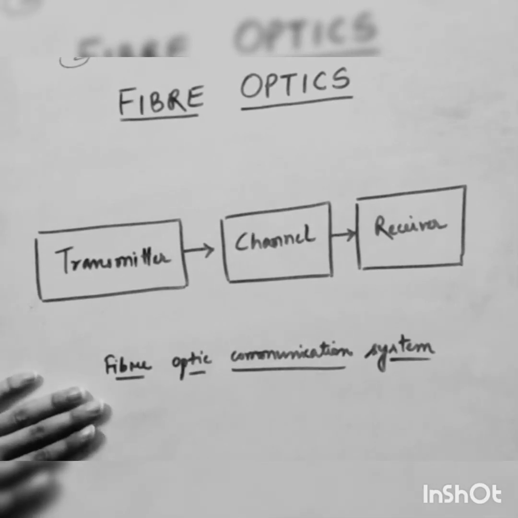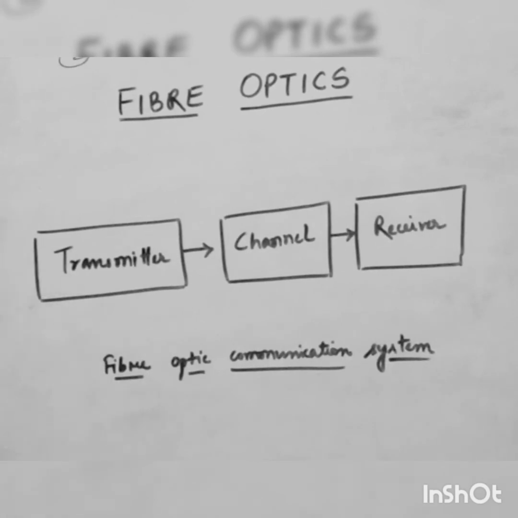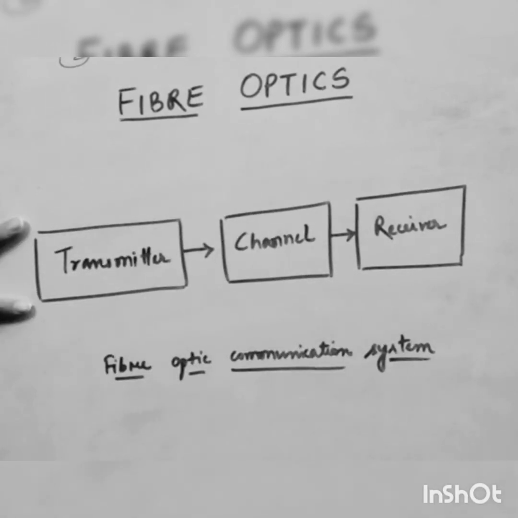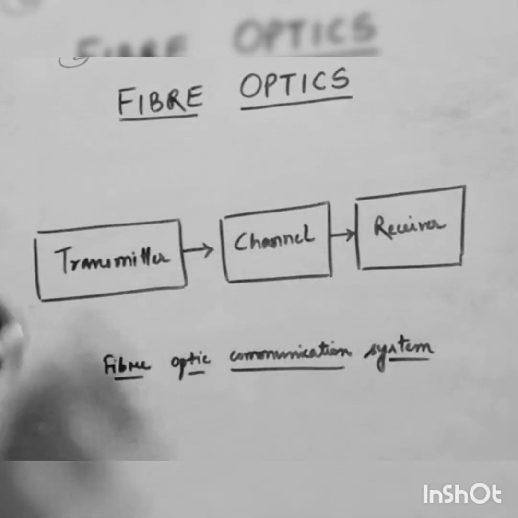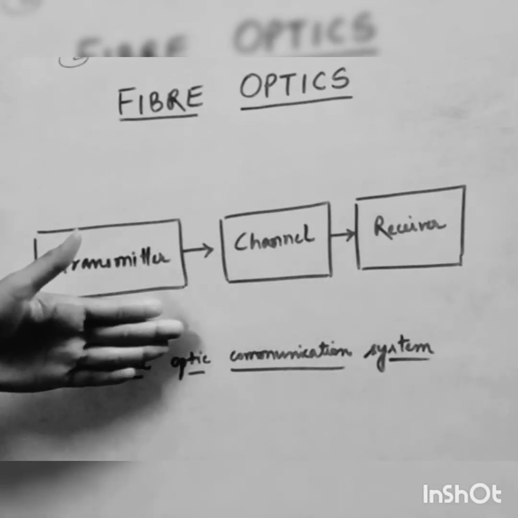So here I have shown a basic block diagram of the fiber optic communication system. The fiber optic communication system has three major components, namely a transmitter, an optical fiber, that is the channel, and a receiver. The transmitter converts the electrical signal to light signals. It consists of a source of light which is supported by the necessary circuits like the modulator and the carrier. The term channel here refers to the medium through which the message will travel from the transmitter to the receiver.